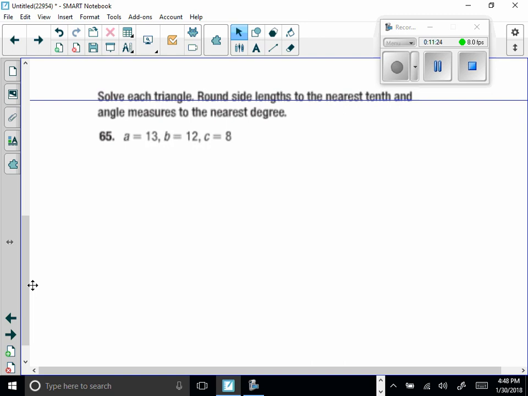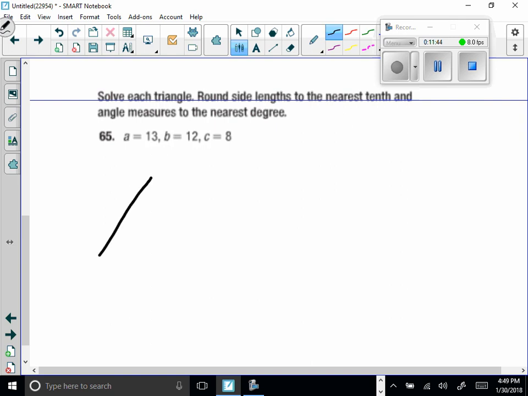the law of sines and cosines, and so I chose a problem that is not like the example associated with the review. It says solve each triangle. In solving the triangle, I want to find the measure of all the sides and all of the angles. And it says round side lengths to the nearest tenth and angle measures to the nearest degree.